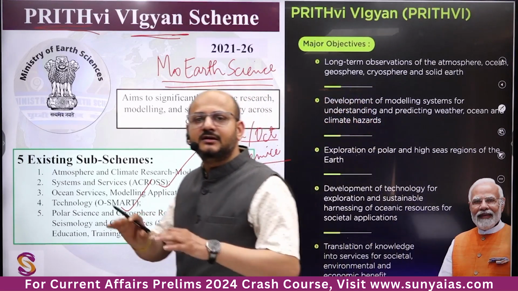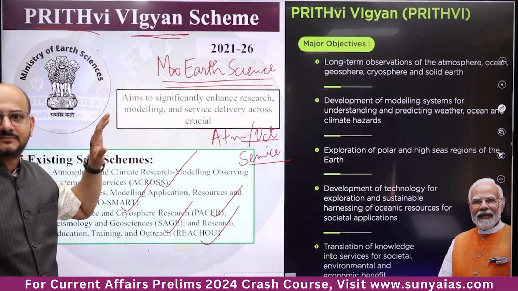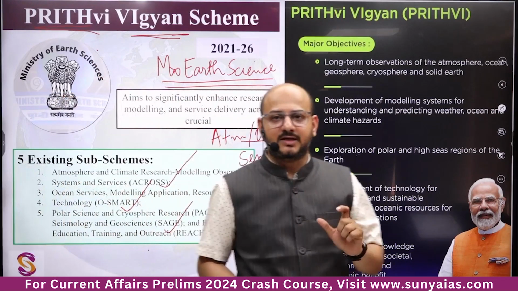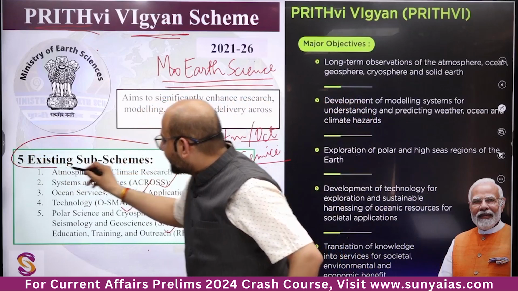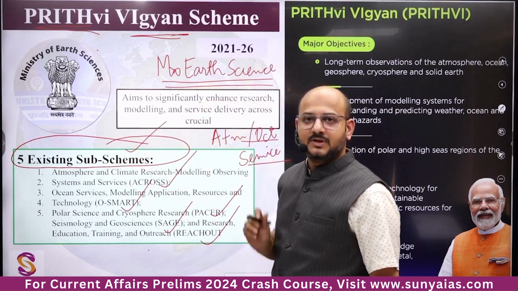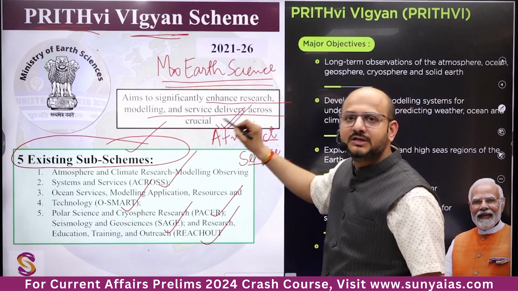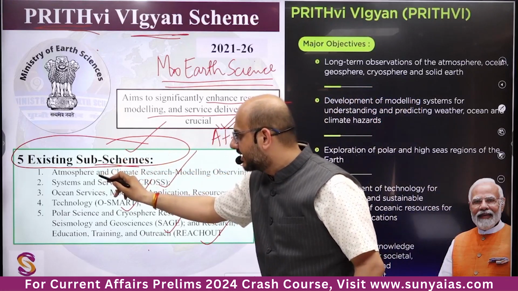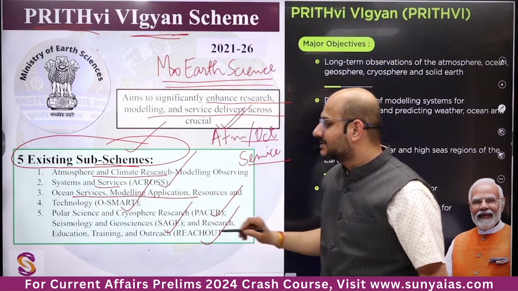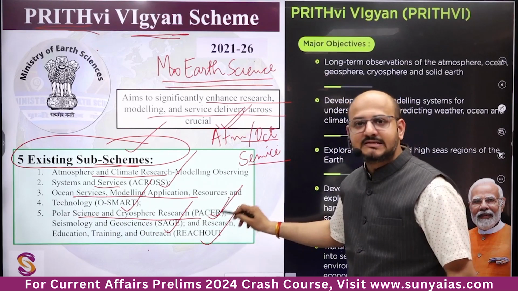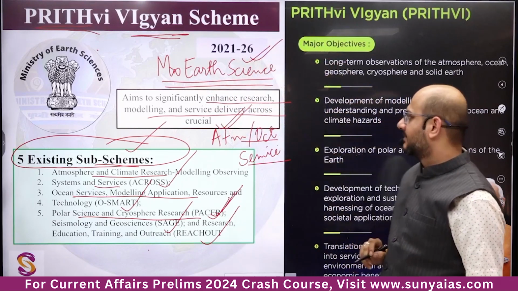These schemes are working under different heads. To integrate all of them, Prithvi Vigyan scheme has been launched. Getting the point? It is not a new scheme altogether that has different components or it has its own funding, but it is integrating the 5 existing sub-schemes already. Getting the point? Aims to significantly enhance the research, modeling and service delivery across the crucial sectors of existing sub-schemes, whether related to atmosphere and climate change, systems and services, ocean services, modeling applications, polar science, cryosphere, Pacer research. So ये schemes का नाम जो है acronym can also come in the examination, that which ministry is working for them.